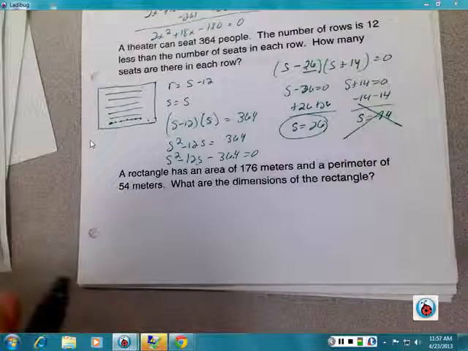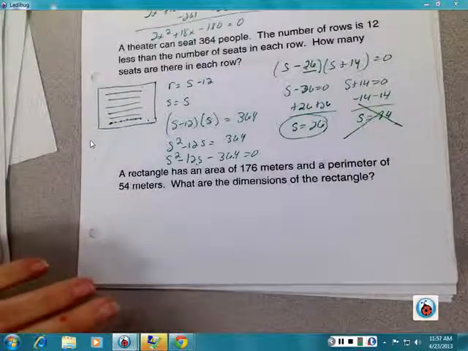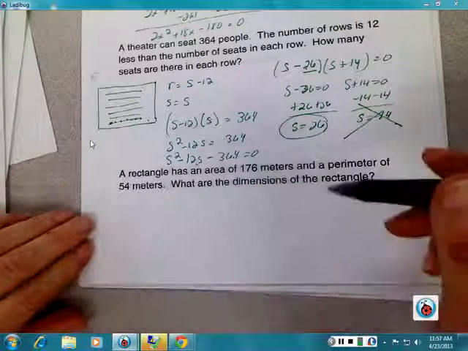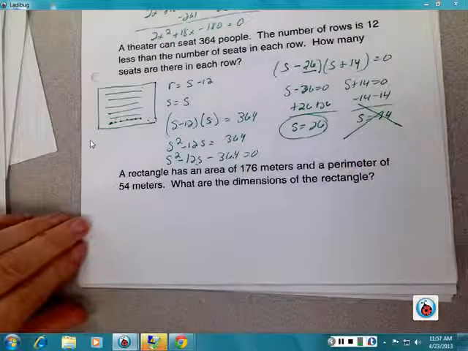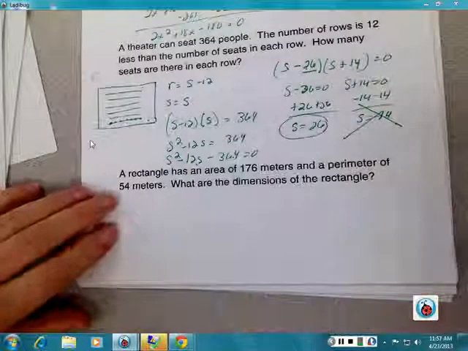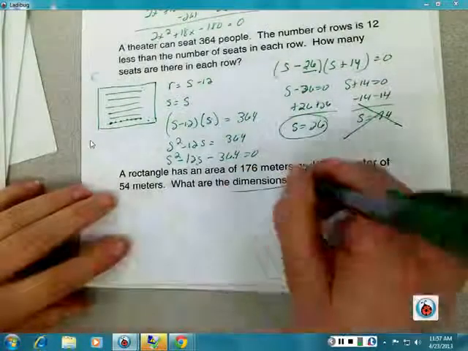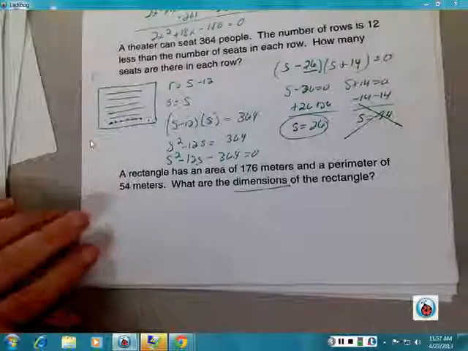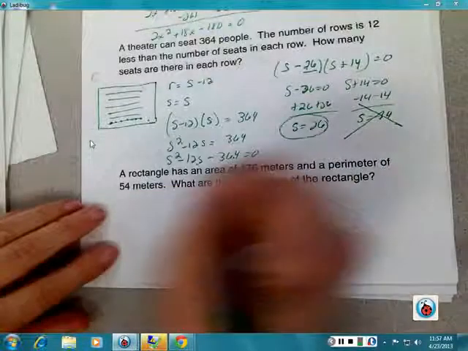This last problem on this page is pretty tricky. It says a rectangle has an area of 176 meters and a perimeter of 54. What are the dimensions of the rectangle? It looks like I'm missing pieces.